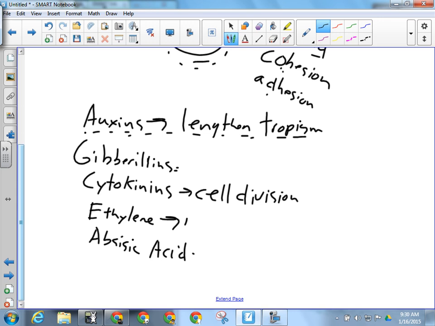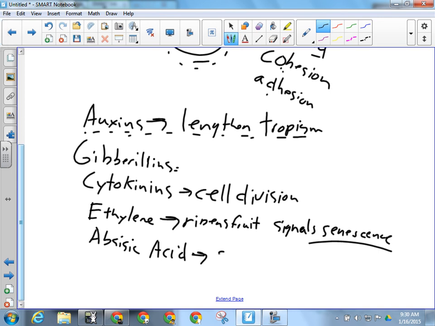Ethylene ripens fruit and signals senescence. That's not spelled right. Whatever. And then abscisic acid essentially causes the senescence. It causes the plant to go dormant.